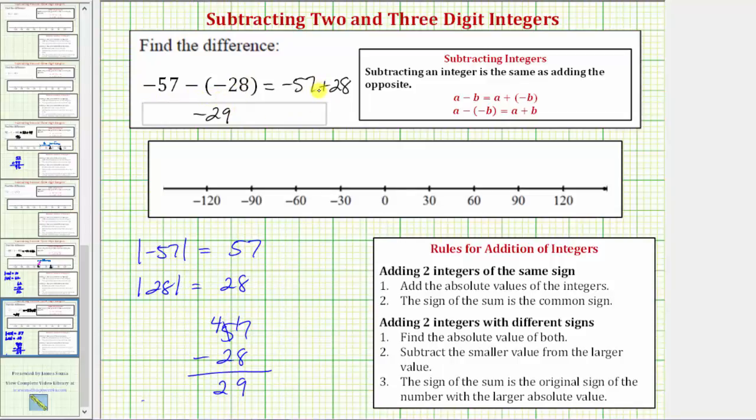To show this sum on the number line, we first model negative 57 by starting at 0 and moving left 57 units to negative 57. Then because we're adding positive 28 from here, we move right 28 units. If we move right 28 units, it takes us to negative 29. Negative 57 plus 28 equals negative 29, and so does negative 57 minus negative 28.